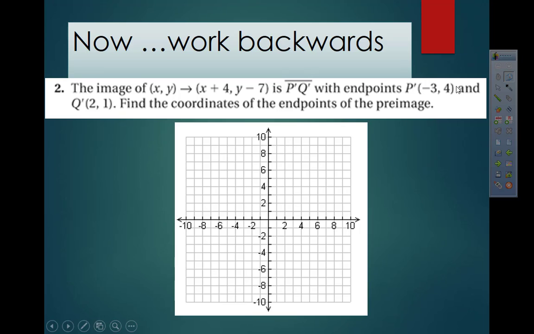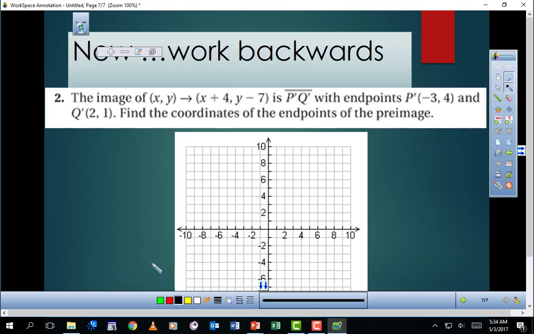In this particular problem, I'm going to draw this in red because what we have is the image. And remember, the image comes second. The image comes second. The way that we get the image is by using this rule right here. Notice they use the tick marks here, they have a segment. This time, instead of a triangle or a quadrilateral, it's just a simple segment. So where is P located? P is located at -3, 4.